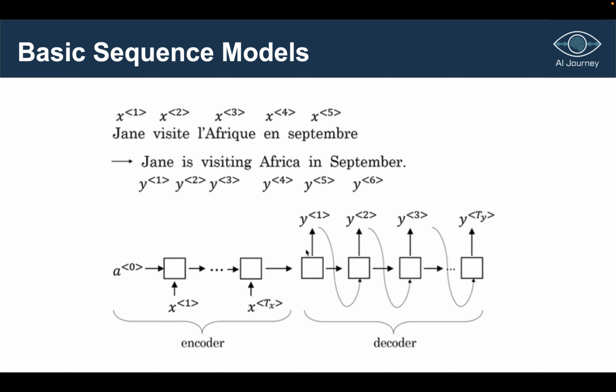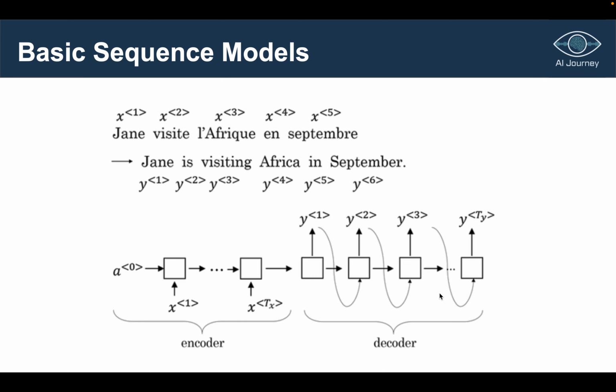So the decoder now, when generating y1, is going to be remembering everything from x1 to x2 to xT, and then generating y1. Then we plug y1 in again, and the new activation, which knows y1 and things from x1 to xT, generates y2, and so on and so forth.